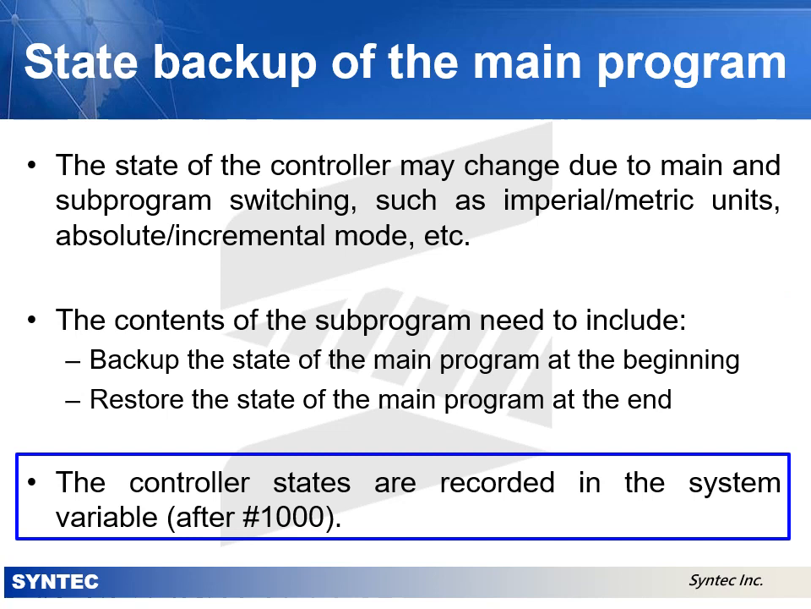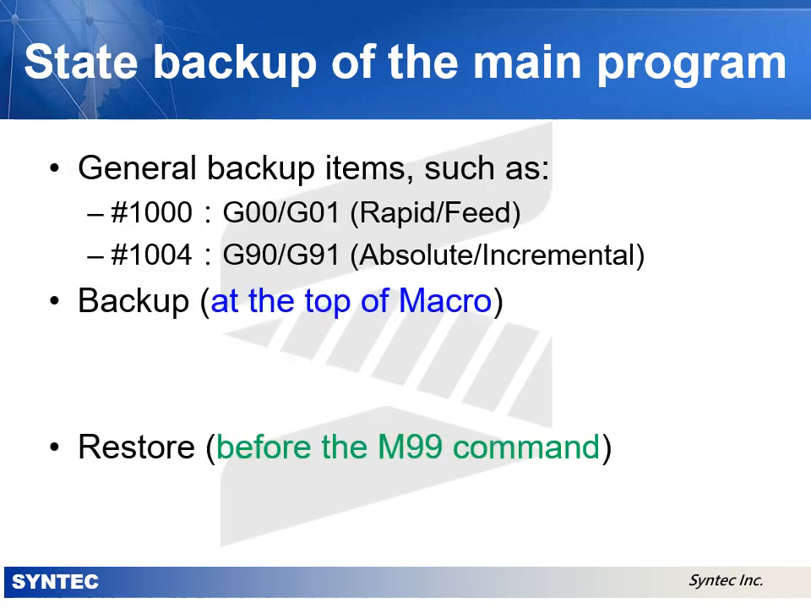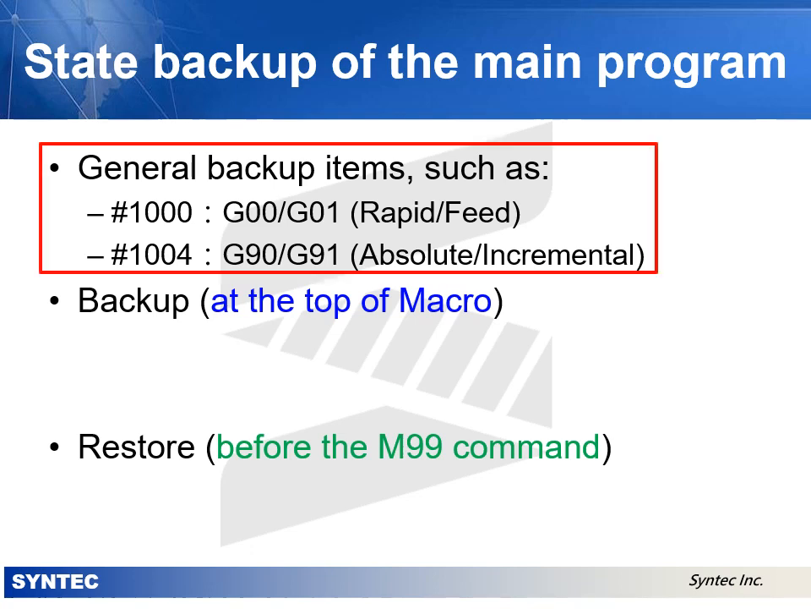In addition, the controller states are recorded in the system variables after number 1000. How many items of state need to be backed up depends on the user. In general, back up the two states, number 1000 and 1004. For example, if the main program is currently in G90 absolute mode, then 1004 will equal 90.